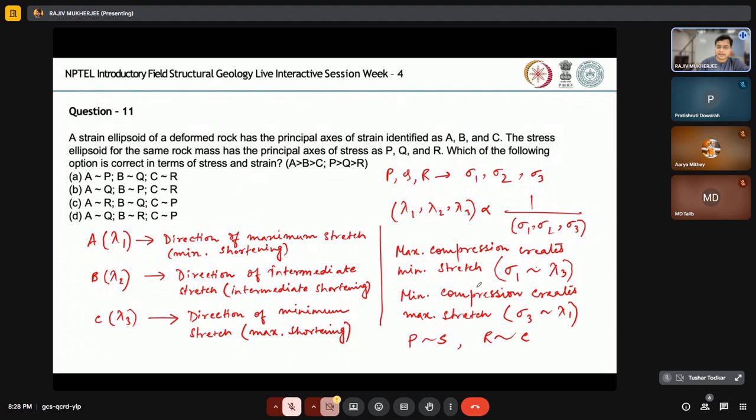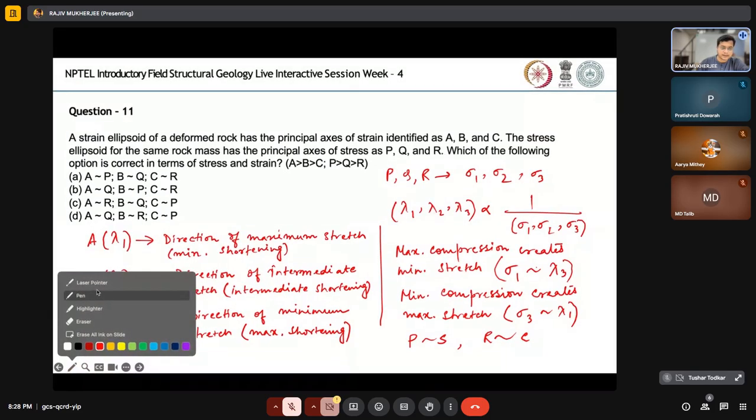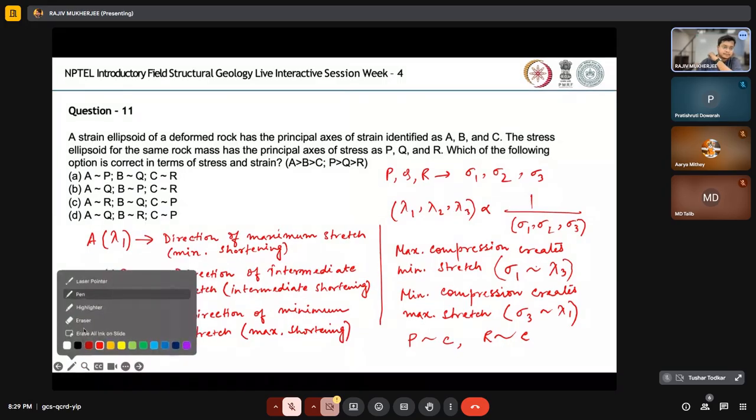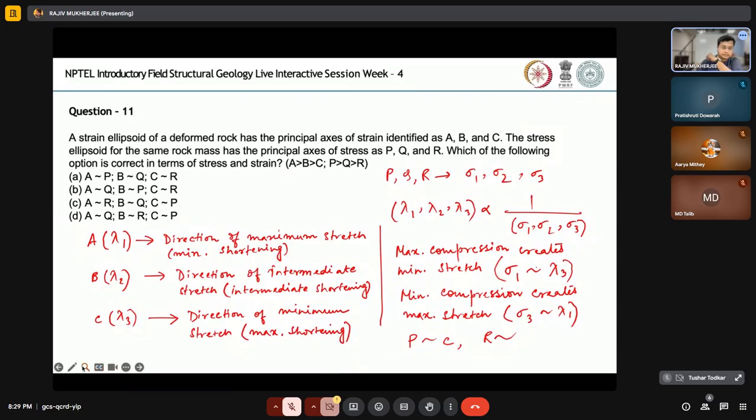Sorry, P is equivalent. P means sigma 1, which is related to lambda 3, which means C. Sorry, it will be A. So P is equal to C. So A is equivalent to R and C is equivalent to P, and therefore option C is the correct answer, right? A is equivalent to R, B is equivalent to Q, and C is equivalent to P. Okay, so that is how a stress ellipsoid and a strain ellipsoid are related to each other.